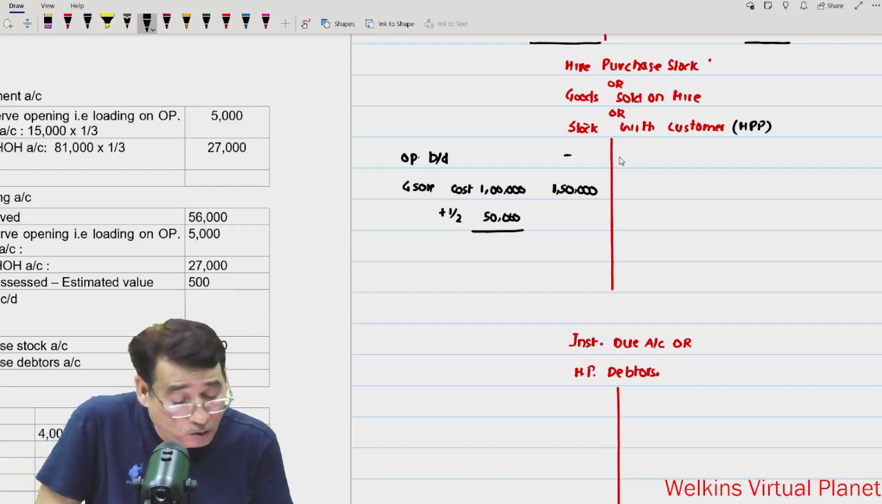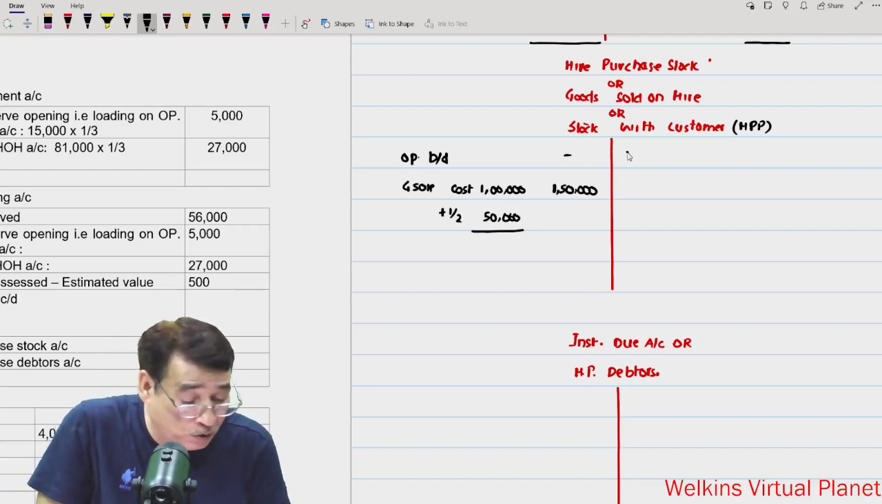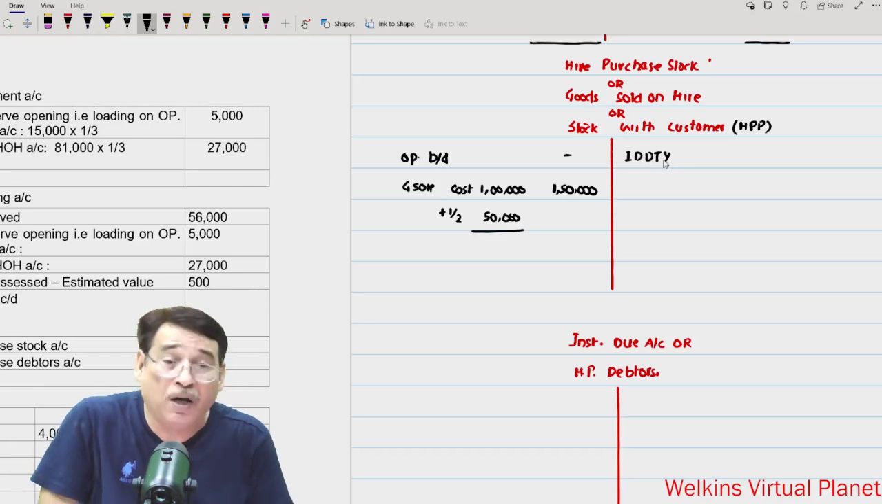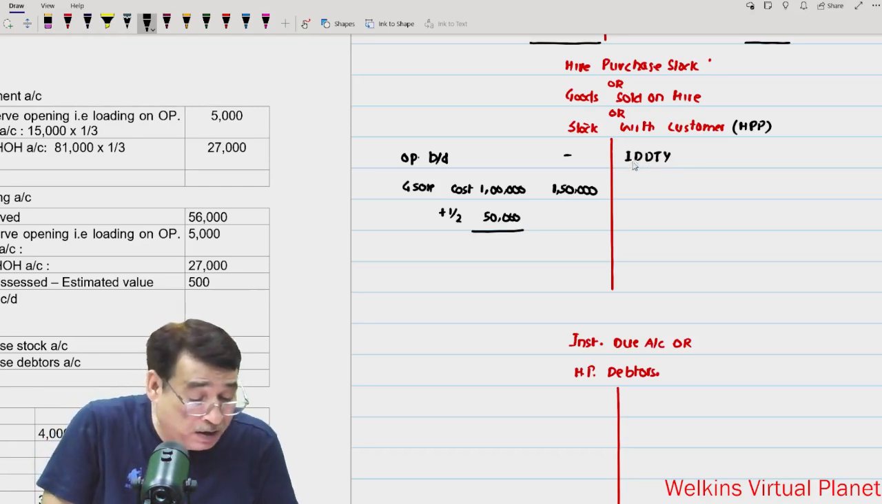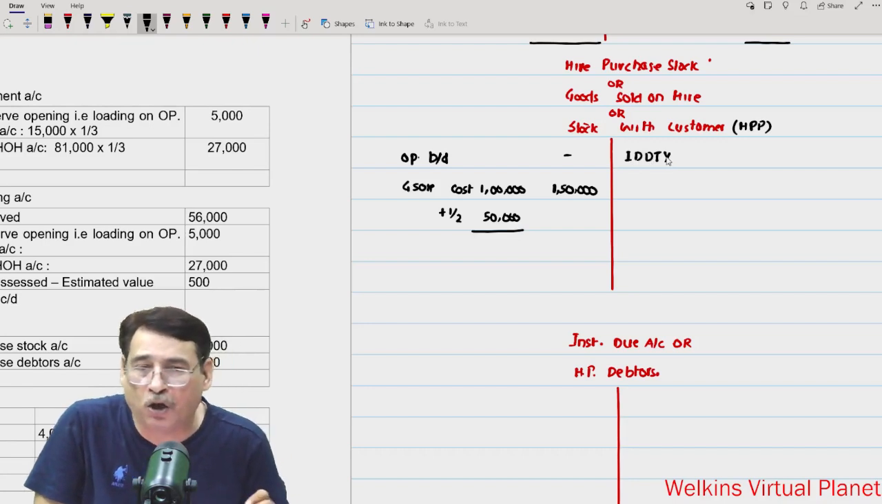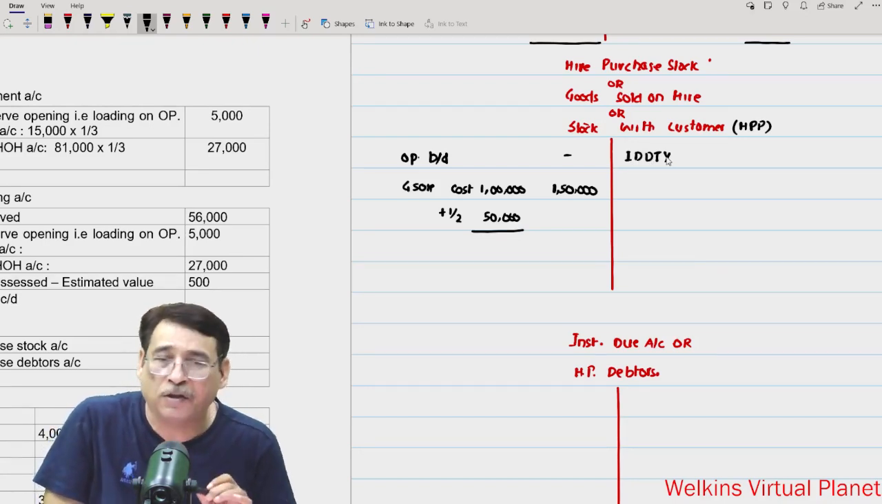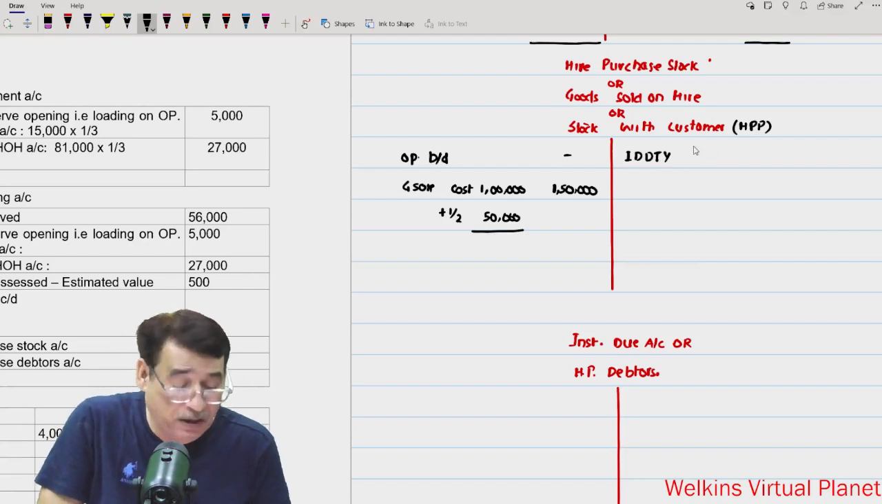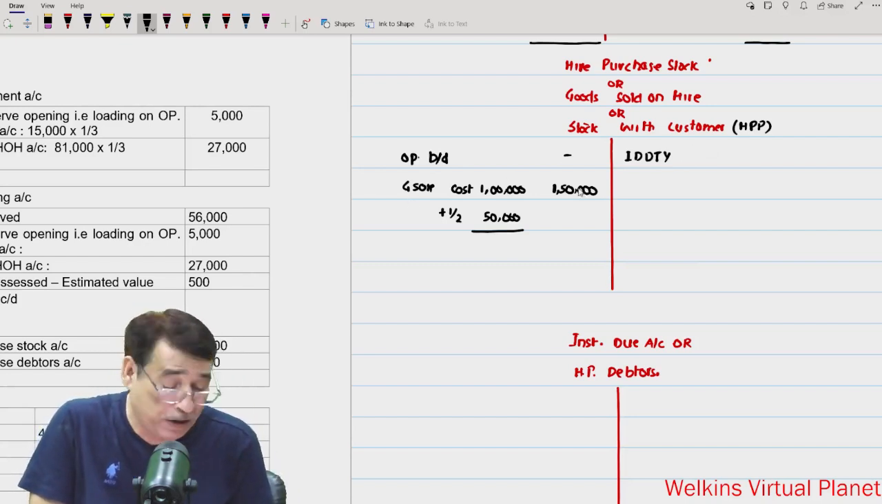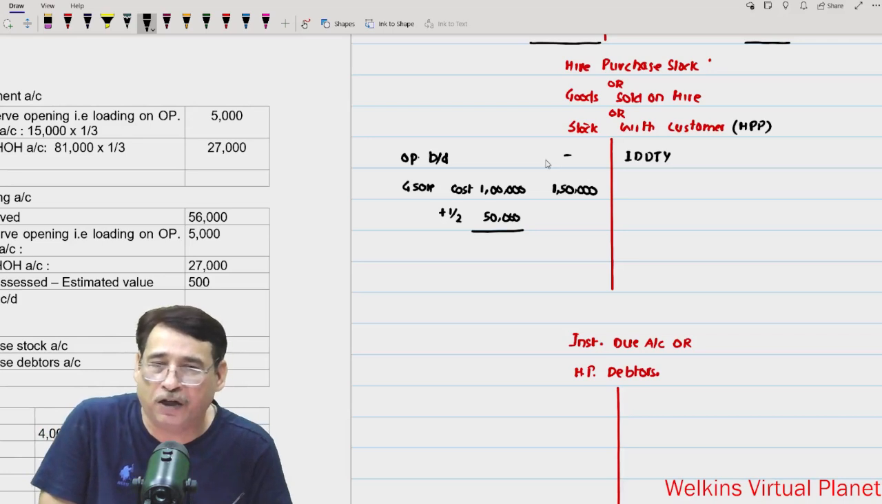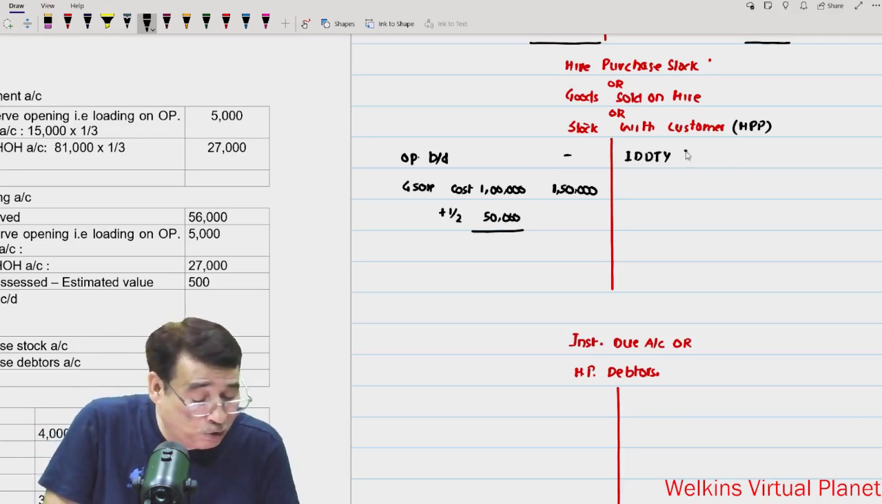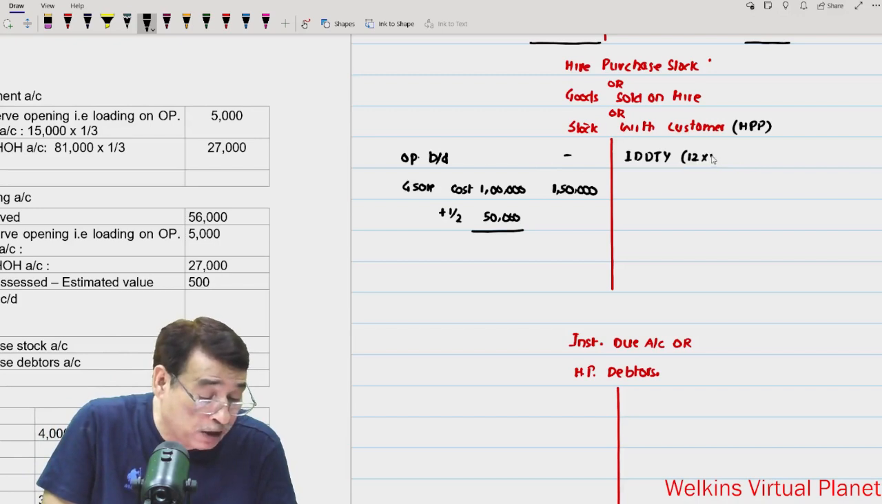So, towards the opposite side, I am going to write by installment due during the year. It's a pretty long phrase, so I am using the short form: IDDTY, installment due during the year. How many installments were due during the year? Goods sold at hire purchase price is 1,50,000. This is nothing but total installment, 15 installments of 10,000, correct? And out of that, 12 installments were due, I told you earlier.